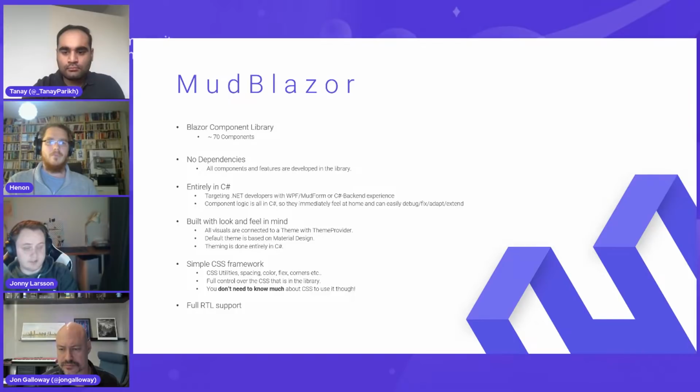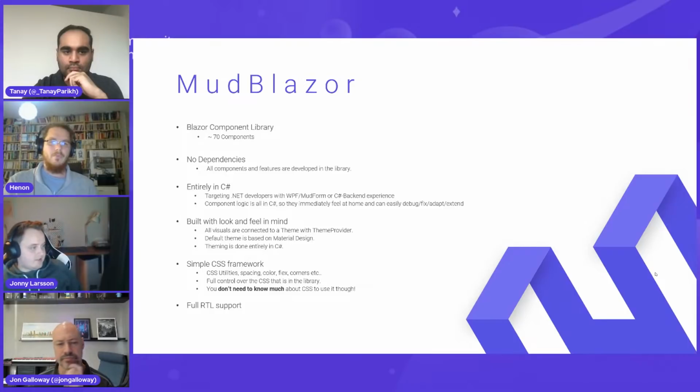I noticed myself, and I know Henon told me as well, that Material Design out of the box isn't really that great for software for companies where you need a lot of data on the same page. And the theming is entirely done in C#. You don't need to know any CSS if you're following the basic stuff. If you want to do custom things, it's always good to know CSS, of course.